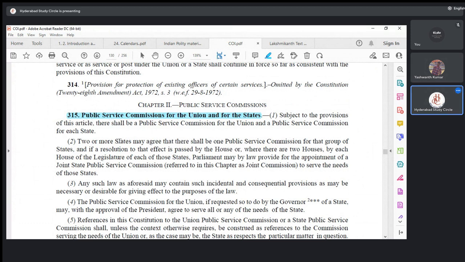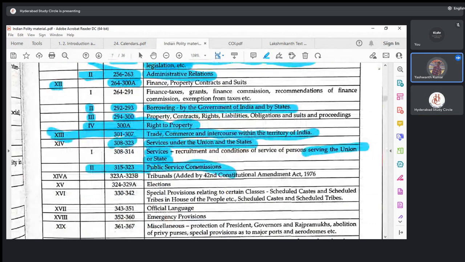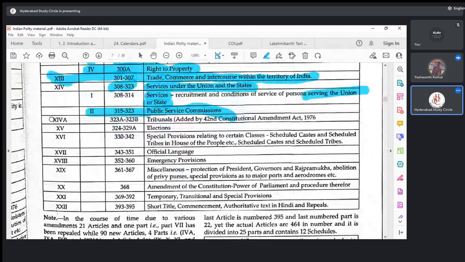Article 315, Public Service Commission for the Union and for the states. Article number 315. It is for UPSC as well as for the states, State Service Commission.